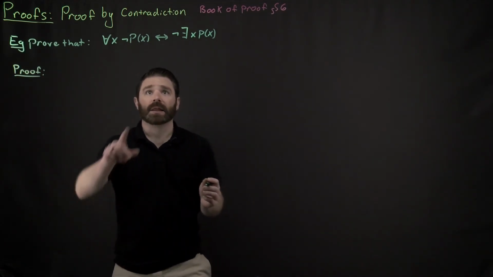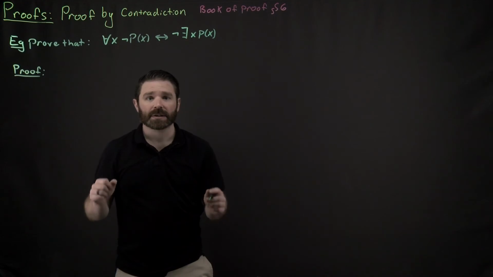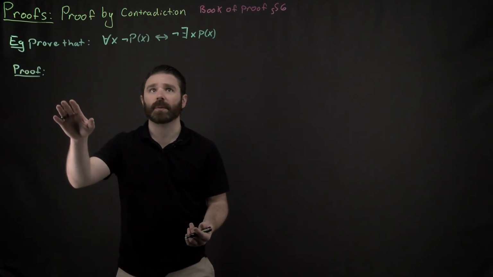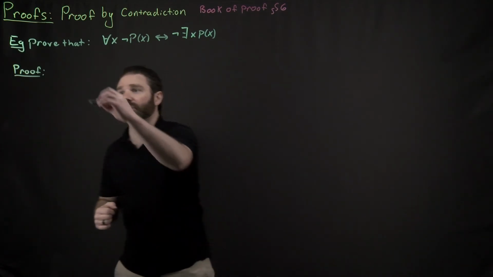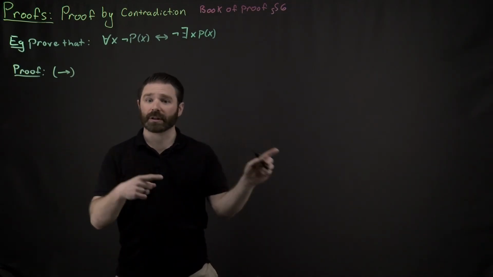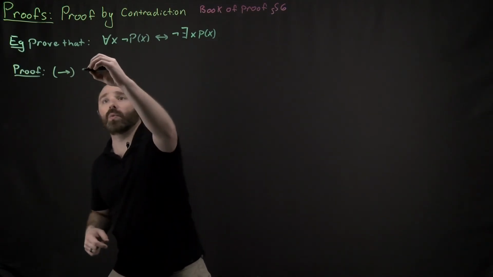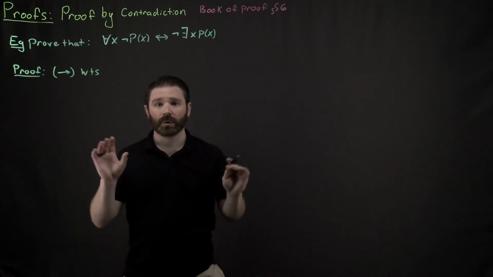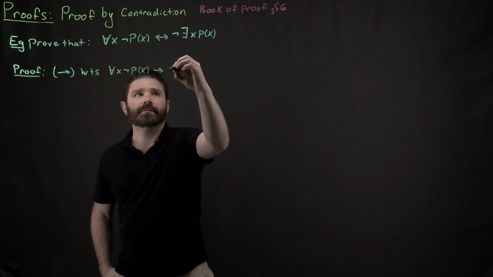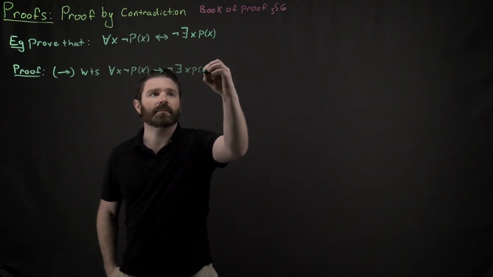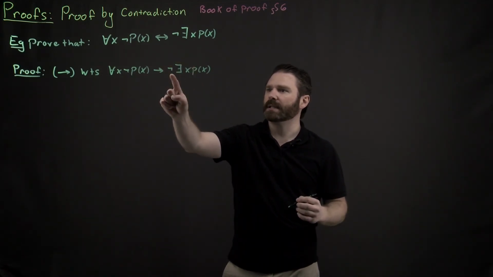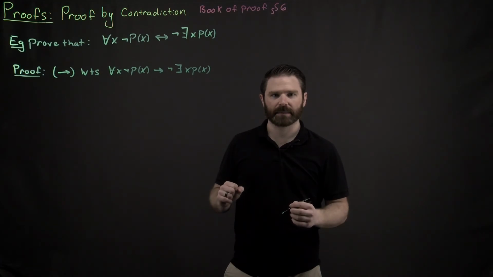So again, this is a biconditional statement. So I'm going to have to split it into two different parts. I'm going to indicate my first part, the forward direction, by writing this. So my very first step is I'm going to look at the forward direction. So what I want to show is for every x not p of x implies not there exists an x such that p of x.